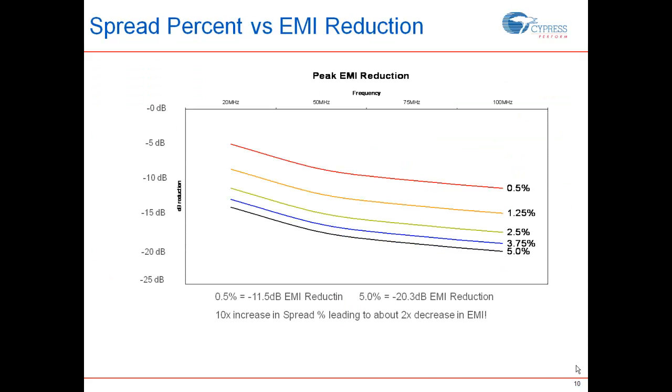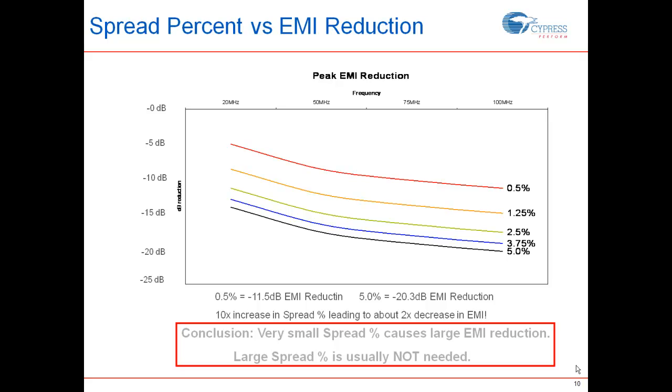This graph essentially plots the spread percent versus the EMI reduction. It's very conclusive from the graph that a very small spread percent causes a large reduction in the EMI.